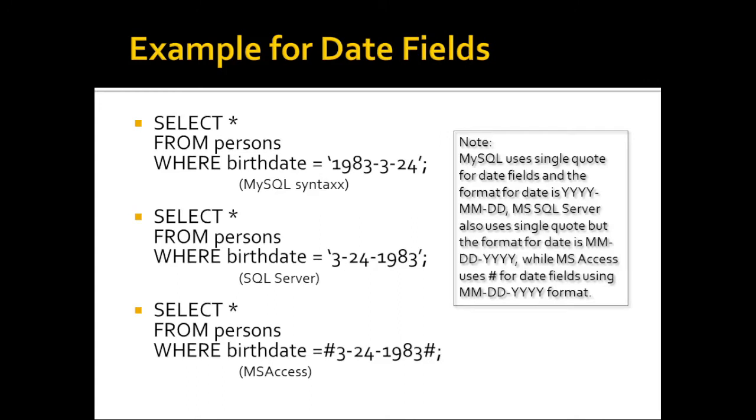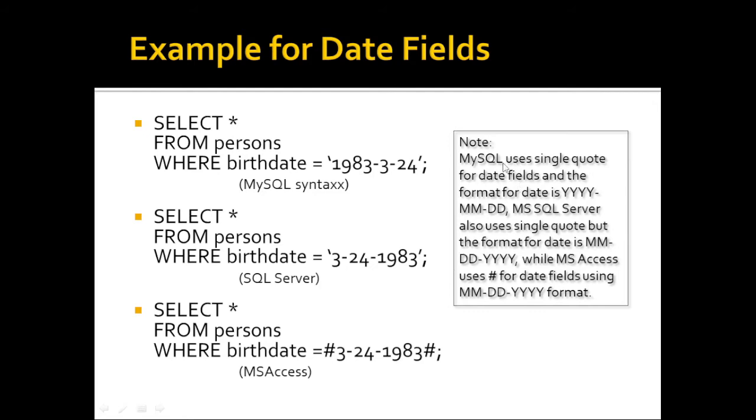How about for date fields? Here's an example: SELECT asterisk FROM persons WHERE birth date is equal to 1983 March 24. In MySQL, the year comes first before month and day. Here's another example, the same query, but here the month comes first before the day and year. That is in SQL Server. In Microsoft Access, we don't use single quotes for dates, but we use the number symbol. So SELECT asterisk FROM persons WHERE birth date is equal to March 24, 1983.